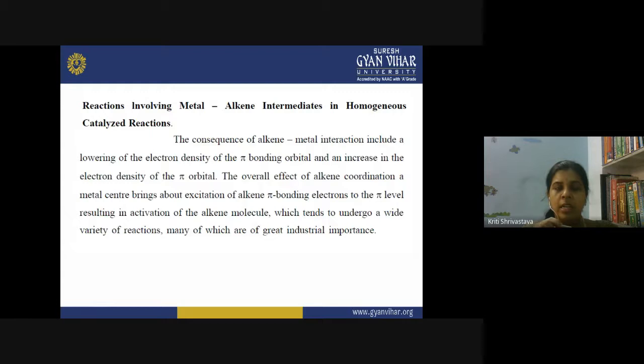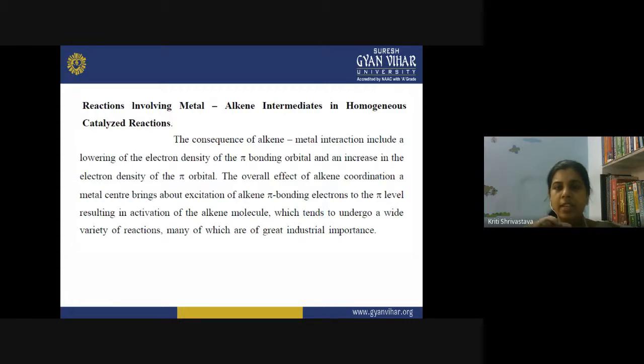So in such types of reactions, the metal alkene complexes behave like a catalyst, and as a catalyst they help the reaction to get completed. How do they behave like a catalyst in such reactions?